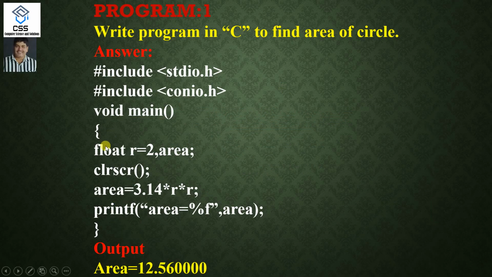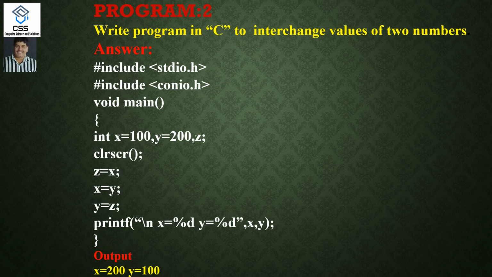Then again we are moving to our program. The first program is discussed, now we move to the second example. Here, the aim of the program is to interchange the value of two numbers. Suppose we have taken x equal to 100, y equal to 200. Then how do we interchange them? Now, z equal to x, where z is an intermediary variable which carries the value of x. Means now z becomes 100. Now x equal to y. Now y's value is 200.